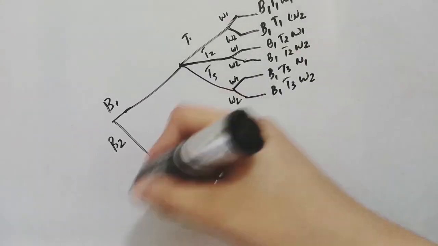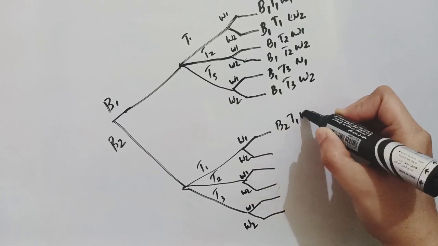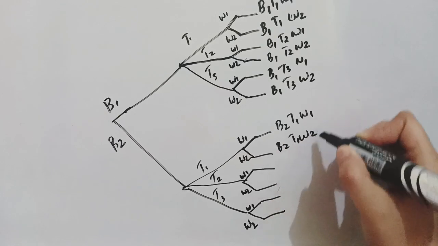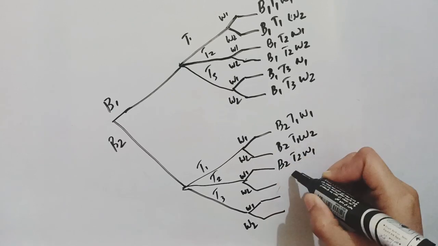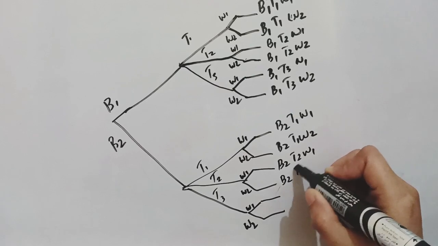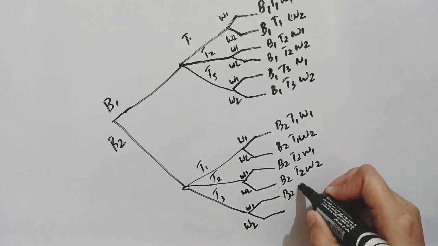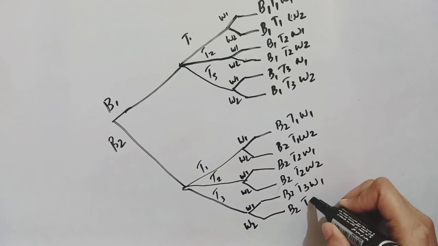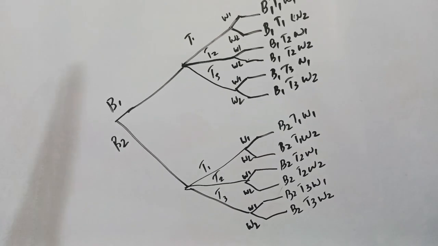Then for the second bag, B2 T1 W1, B2 T1 W2, B2 T2 W1, B2 T2 W2, B2 T3 W1, B2 T3 and W2. These 12 are the possible pairs she can carry.